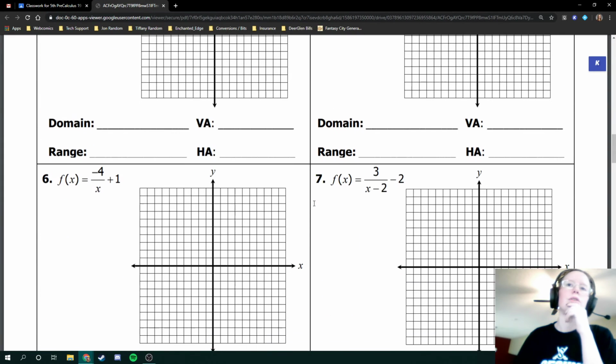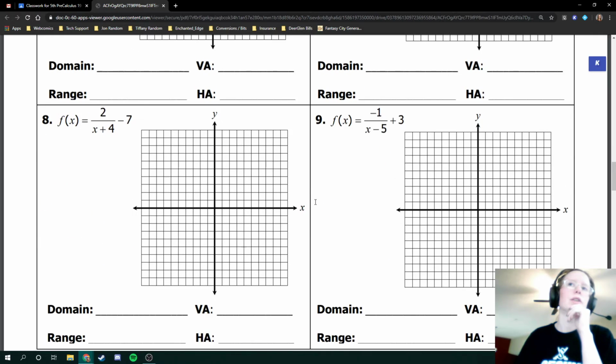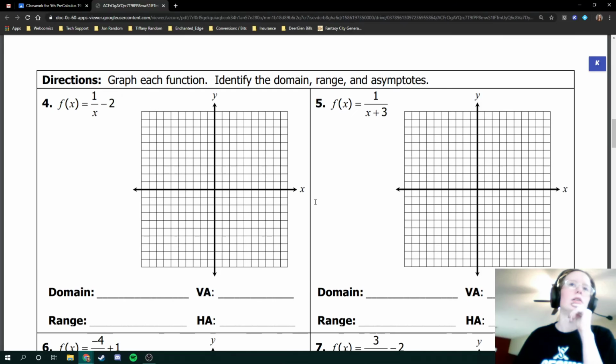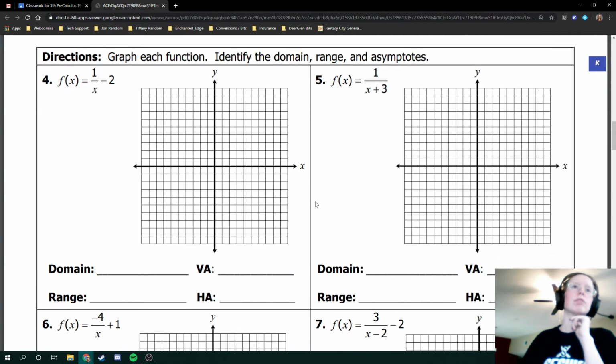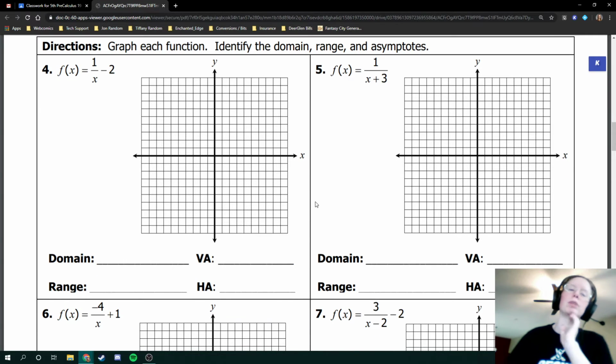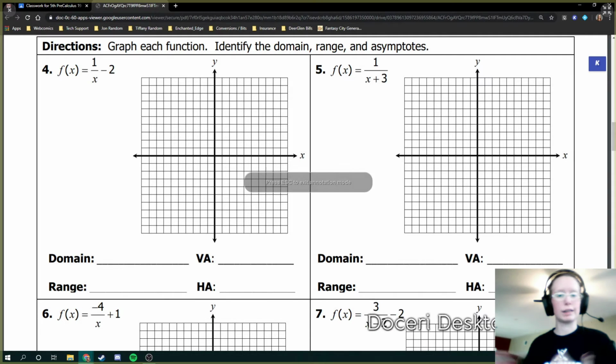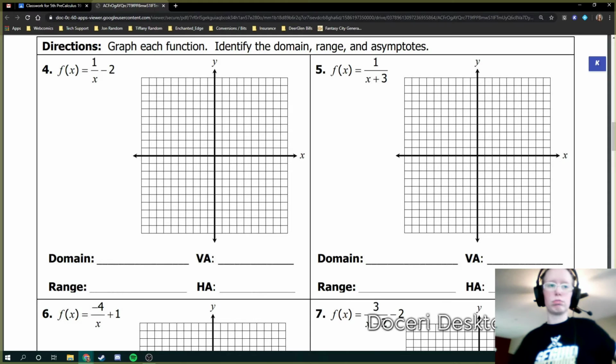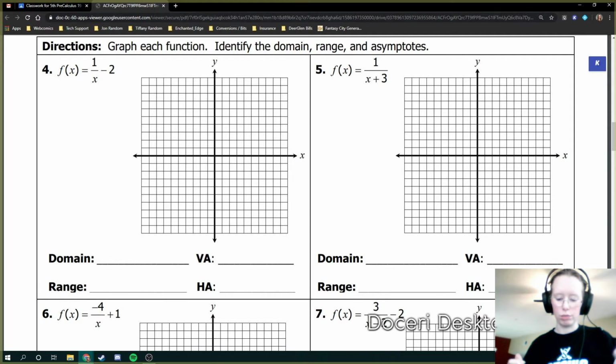Okay, we're so not going to do all of these. Alright, 4 and 5. Graph each function, determine the domain, range, and asymptotes. Another way that IXL poses these questions talks about excluded values. So, where the asymptotes are, and specifically the x values, like your vertical asymptotes. Alright, so 1 over x minus 2.